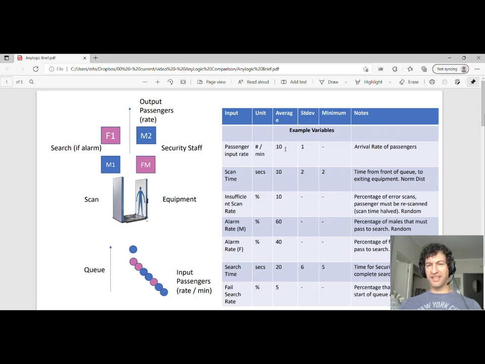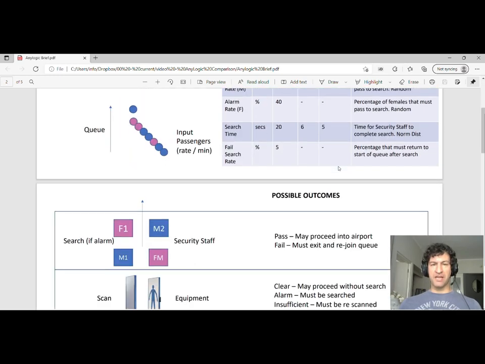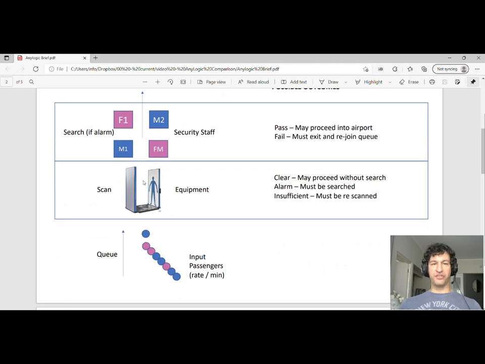So one of the things that is interesting here, what you have to take into consideration, is that the passenger input rate has an average and a standard deviation, which makes you believe that you should use a normal distribution. But you can't really use a normal distribution for rates, so we will see how people do that. Then you have certain rules that define what happens if someone fails the scan or passes it.